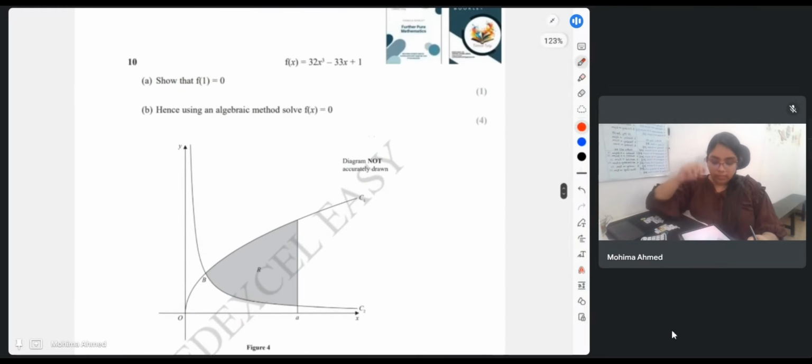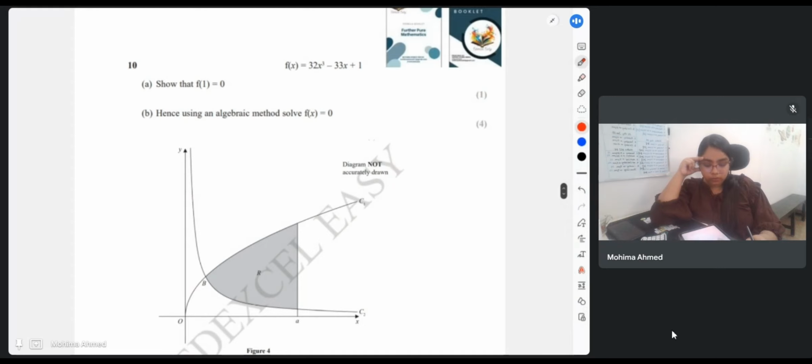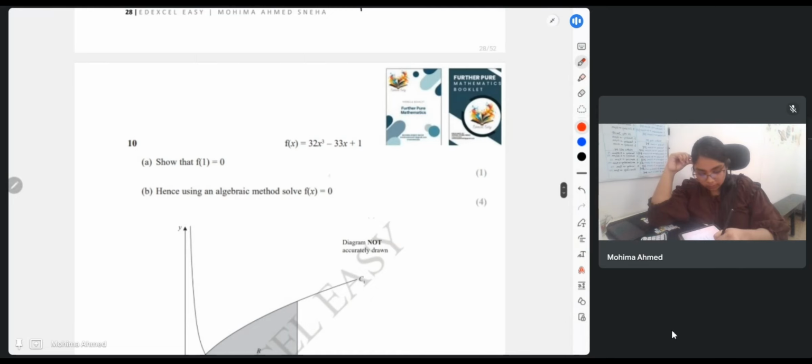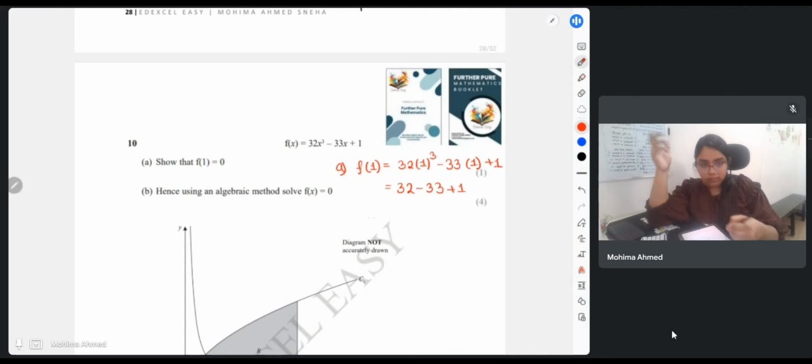Okay, now for the first part over here, it says that f(x) is 32x cubed minus 33x plus 1. Show that f(1) equals 0. You need to show just that the value x equals 1 is a root of this equation. So let's just do part 1 over here only. f(1) is 32 times 1 cubed minus 33 times 1 plus 1, which is 32 minus 33 plus 1. This is again 33 minus 33, right? So the final answer is 0. So we did prove this.